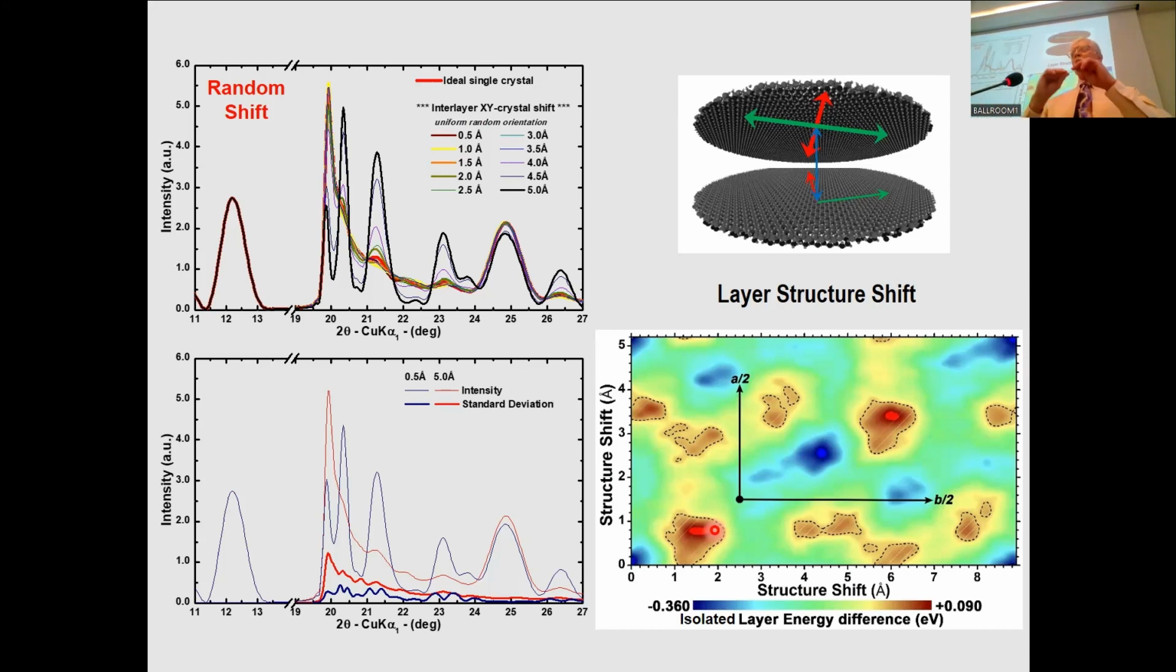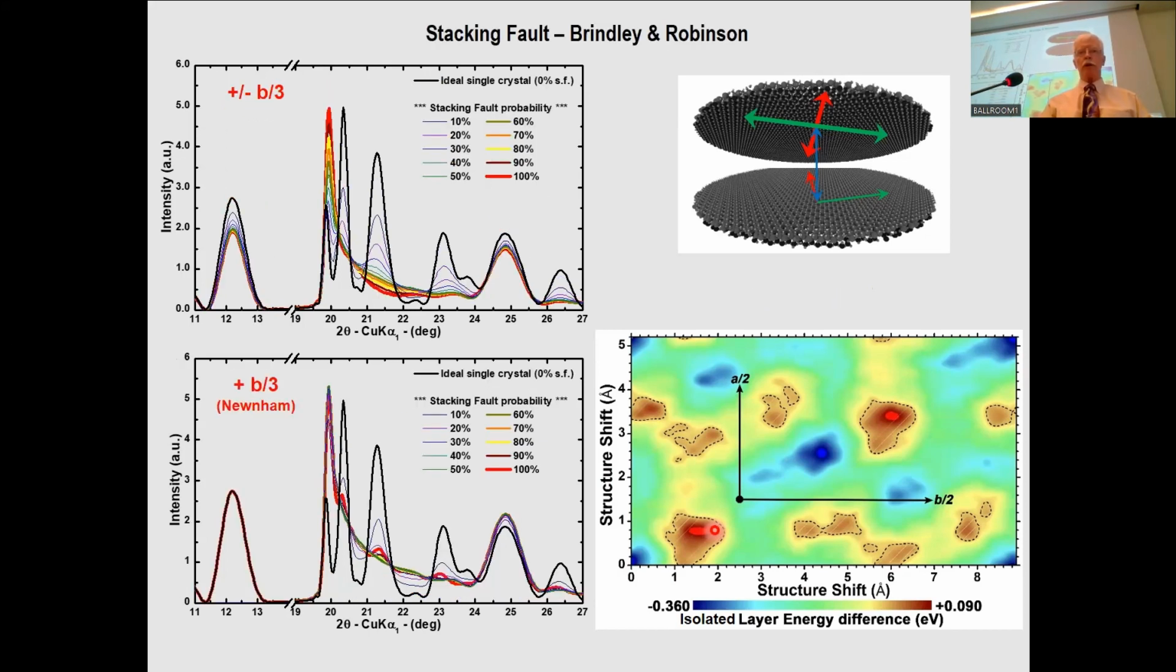Now we're not just matching our simulations with our diffraction patterns and saying there's a good match. A good match doesn't prove that it's right. But when you can add to that energy calculations, then you start to get a better idea that these are real, showing you real results. This is the B/3 of Brindley and Robinson. And again, this plot's the same. And these are the simulations.